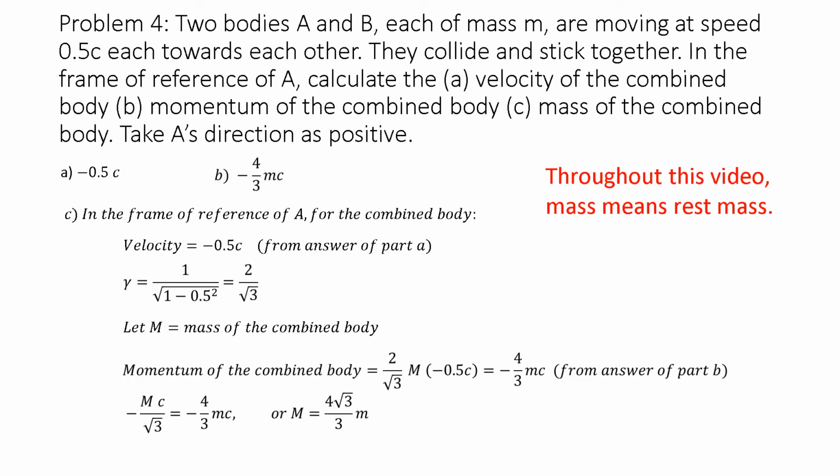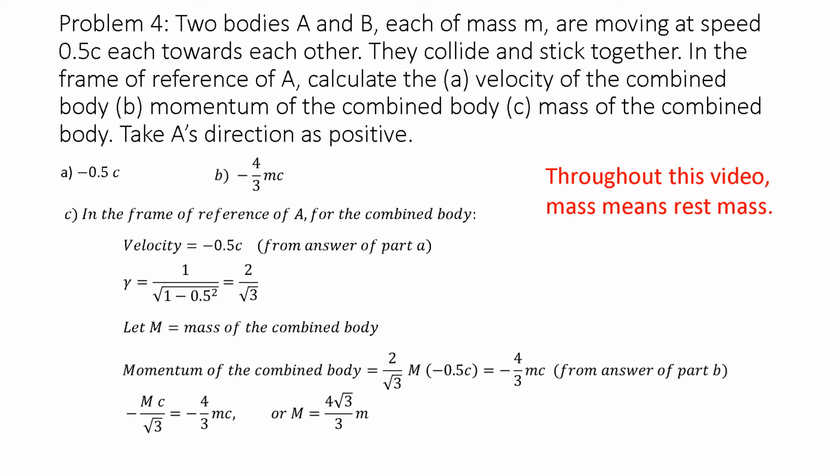Here is the solution to part C. In the frame of reference of A, the velocity of the combined body is −0.5c. We calculated that in part A. So we find gamma for the combined body. We find the value of gamma as 2 divided by root 3. Suppose capital M is the mass of the combined body after the collision. The momentum of the combined body therefore is gamma times mass times velocity, where gamma is 2 divided by root 3, mass is M, and the velocity is −0.5c.